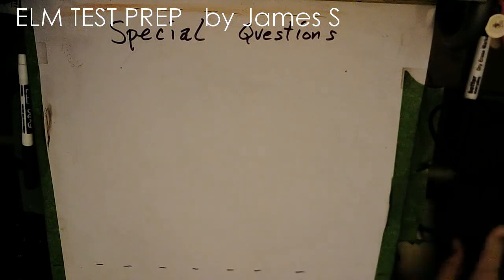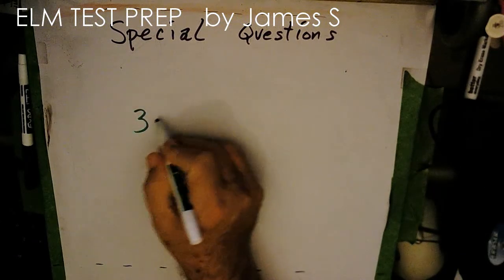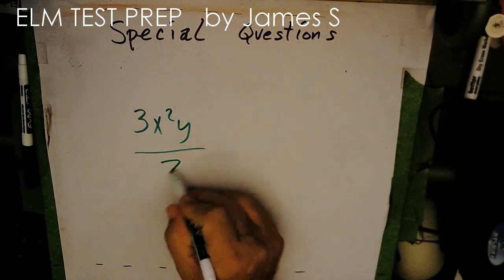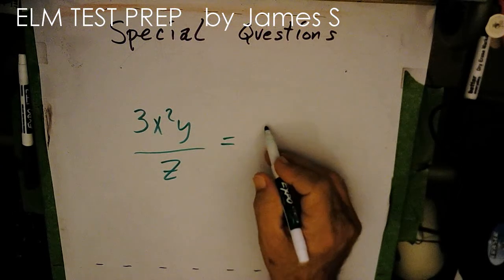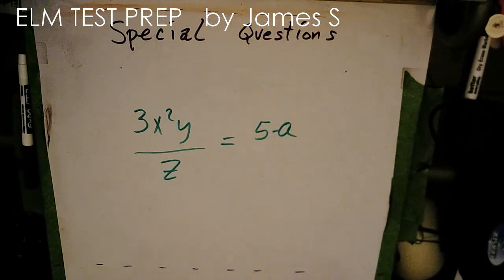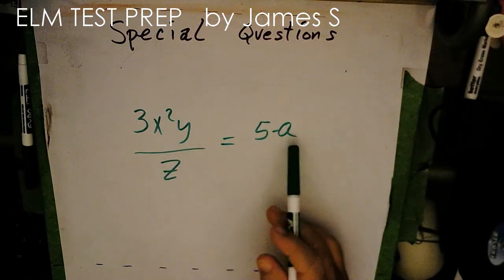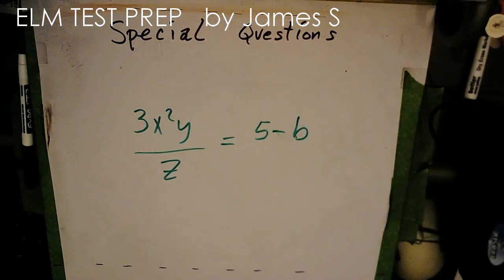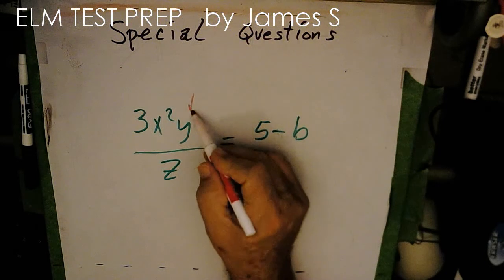The other thing they might do is give you something like this. Well, x squared yz equals 5 minus a. I better do a b here because my a's tend to look like 9's. So the type of question they might ask you is, solve this for y.